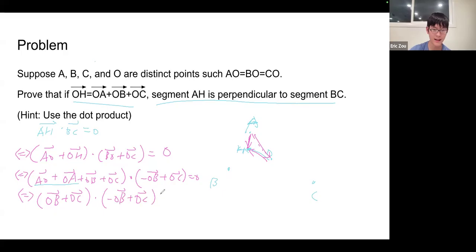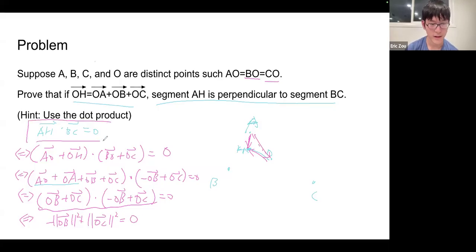And we've done this like 100 times already. More like 5 times. But this thingy over here is negative OB vector squared plus OC vector squared. I think we've done that many times already. So this over here is exactly 0 because we know that BO equals CO. So that's how we prove that this dot product is 0.